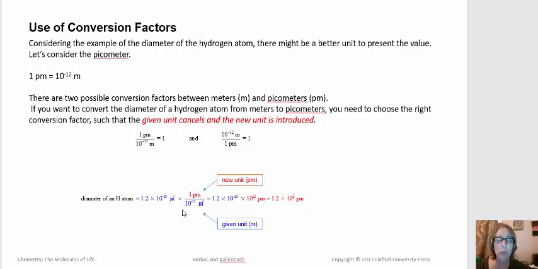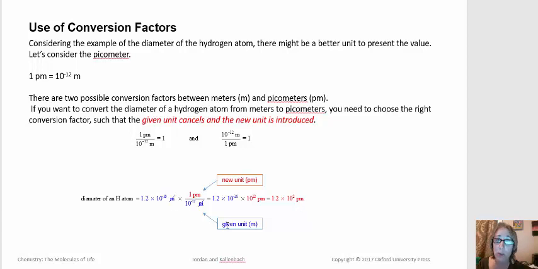So how do we do math with this? Well, this is a ratio, and this fraction bar means divide by. So if I do my math, I'm going to multiply 1.2 times 10 to the minus 10 by 1 to get 1.2 times 10 to the minus 10. Then I'll divide by 10 to the negative 12th. And when I do that, I'll get 1.2 times 10 to the 2 picometers.